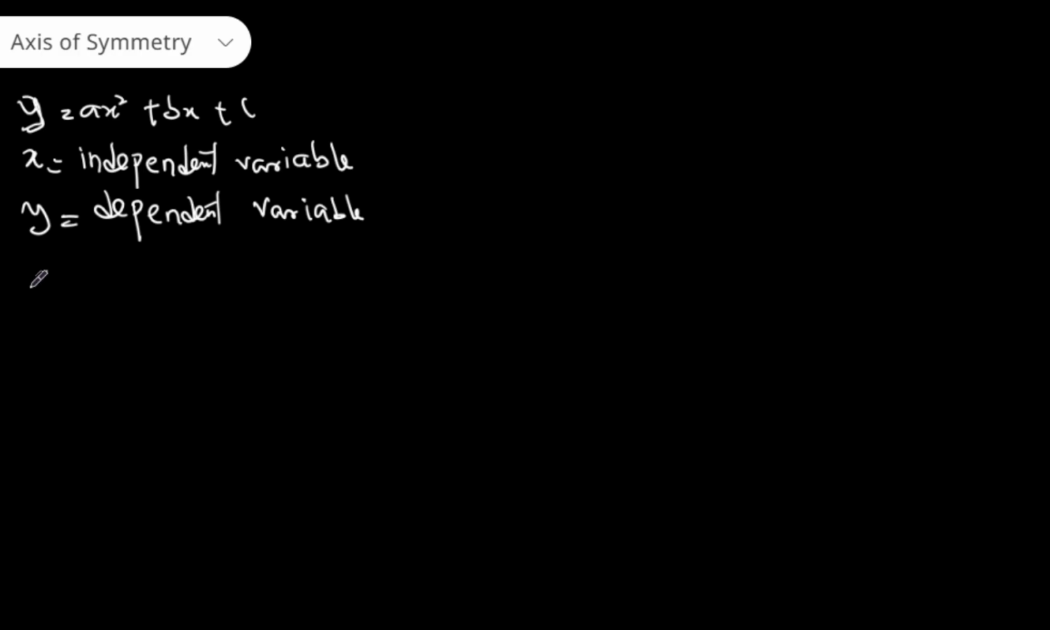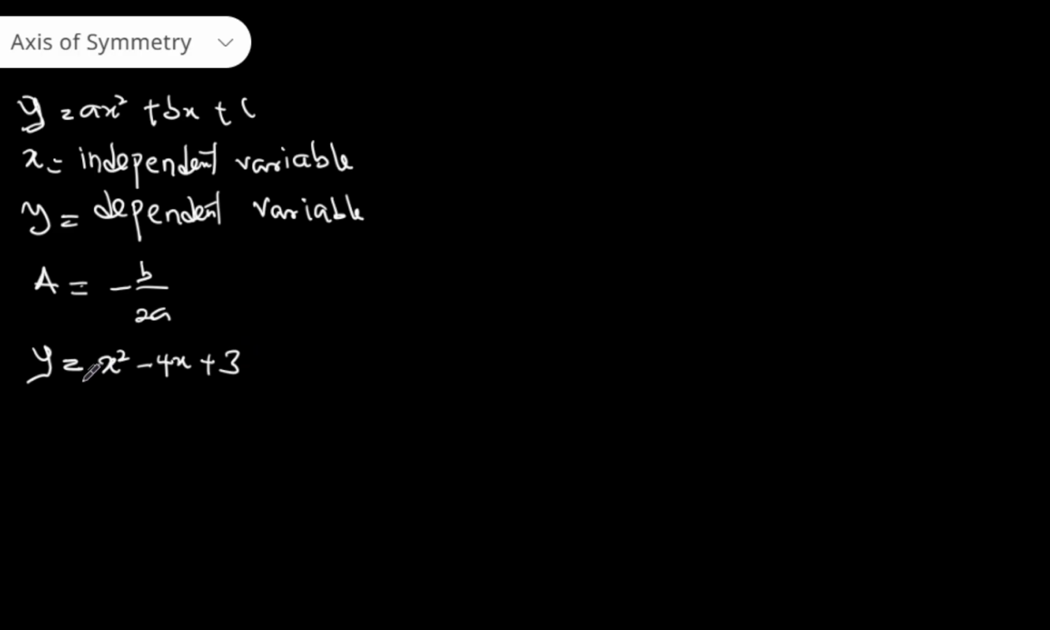The value for the axis of symmetry is gotten by the formula minus b over 2a. Remember, b is the coefficient of the x variable, while a is the coefficient of the square variable. So, for example, we have this question, y equals x squared minus 4x plus 3.